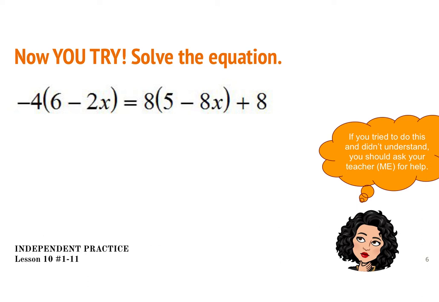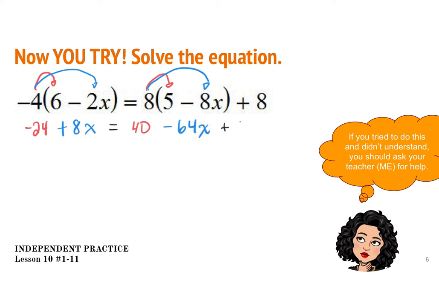So first we want to distribute the negative 4 times 6. So that's negative 24. Negative 20 and negative 4 times negative 2 is positive 8. Keep the x. Bring down the equal sign. We also want to distribute here the 8 into the 5, so that is 40, and the 8 into the negative 8, so that is negative 64x. Bring down the positive 8.